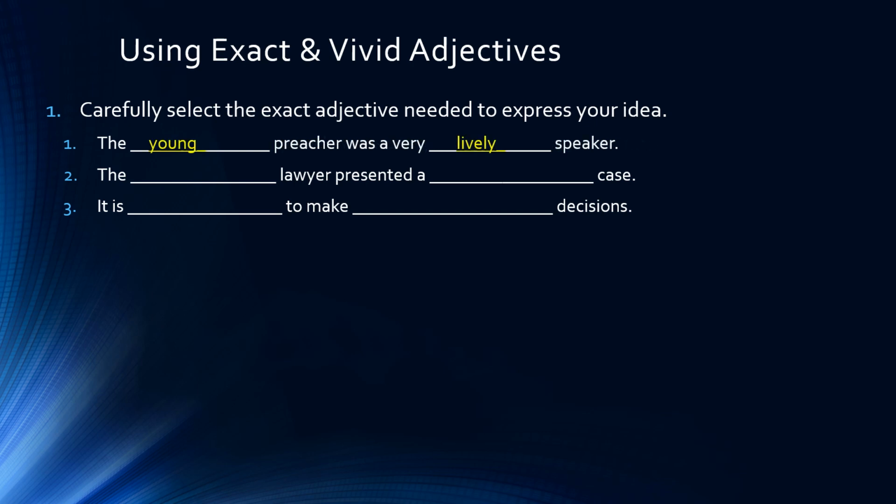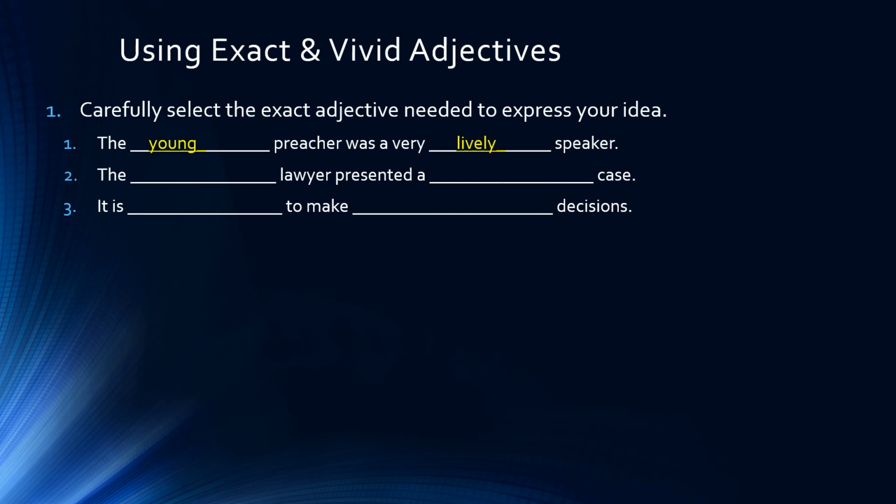Our first sentence could say, the young preacher was a very lively speaker. Or the old preacher was a very careful speaker. Sometimes we may use a word such as lively here, and we may think to ourselves, well, that's not exactly what I want to say. And so we can look that word up, lively, in the thesaurus and ask for synonyms, and it will give us a list of words that are close in meaning to the word lively, and yet it could be a different word that would fit more closely into what I would like to say.